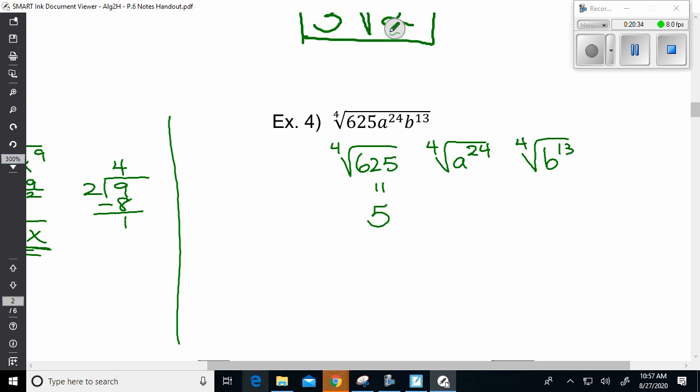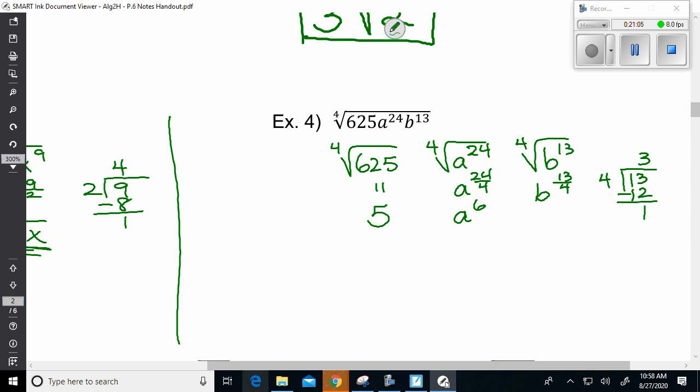A to the 24th divided by 4 is a to the 6. So that works out. B, however, doesn't work out all that nice. We have 13 over 4. 4 goes into 13 3 times. We have 1 remaining.